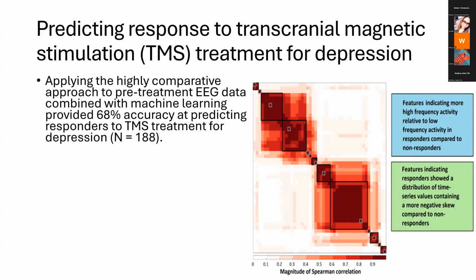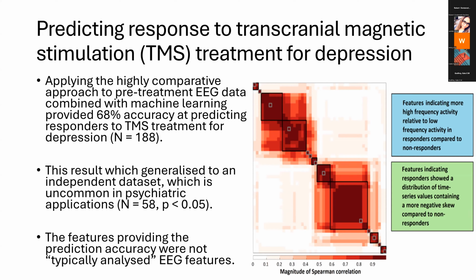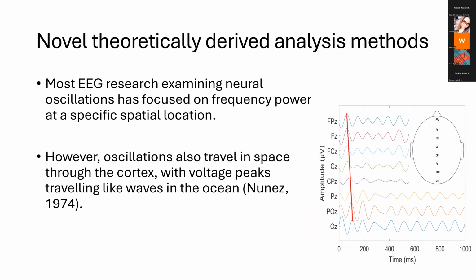So here's another quick example where we found that the skew of the amplitude towards more negative values was a feature that enabled prediction of who responded to transcranial magnetic stimulation treatment for depression. We've also applied something called a traveling wave analysis. So this is a bit similar to, for those who were there, Michael Breakspear's keynote the other day.